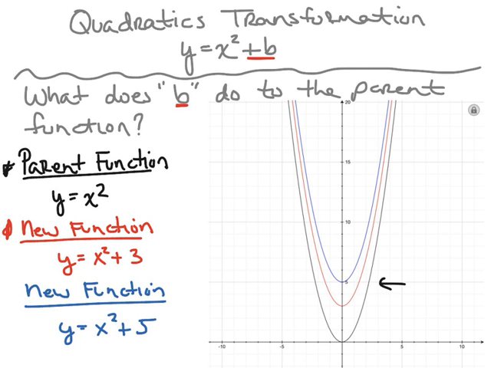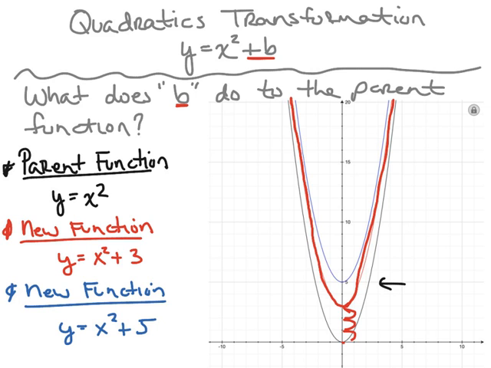As you can see from my graph over here, this red one is the graph of y equals x squared plus 3. All we've done is taken our parent function and moved the graph up 3 units. If I start here at the origin, I have moved up 1, 2, 3 units. That's all the 3 did: move the graph up 3 units.